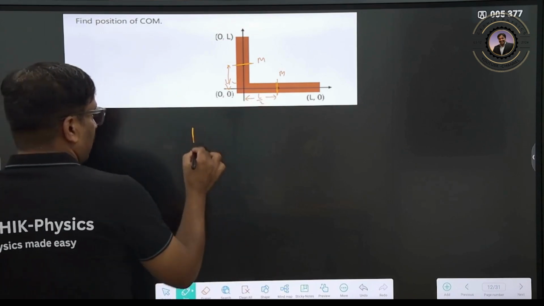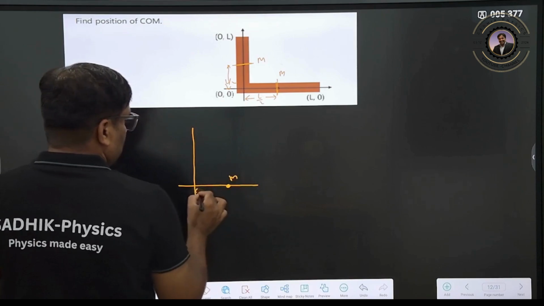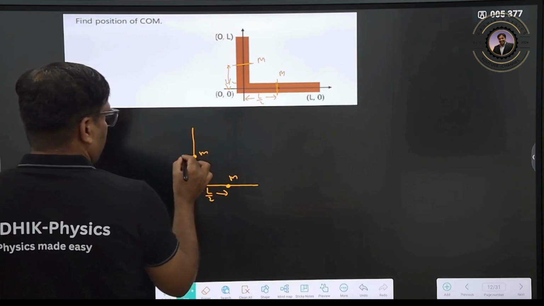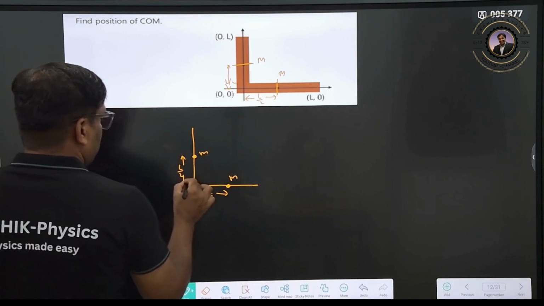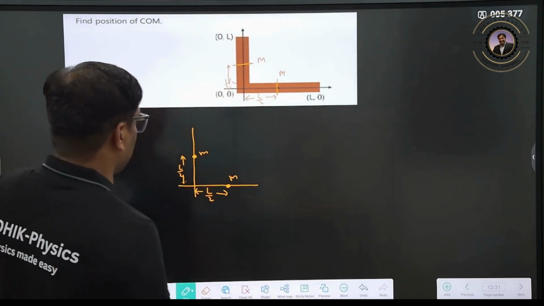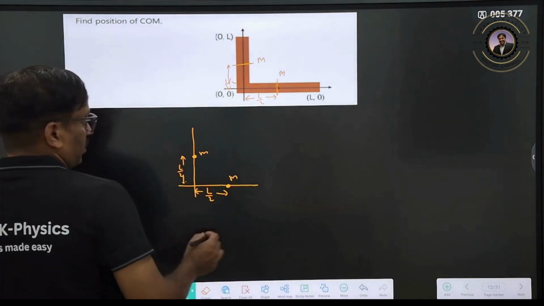So here we can relocate it. That means the total mass is M, and it is found at a distance of L by 2. No need to consider anything else, since this is uniform. Now again you can calculate the center of mass of this one.